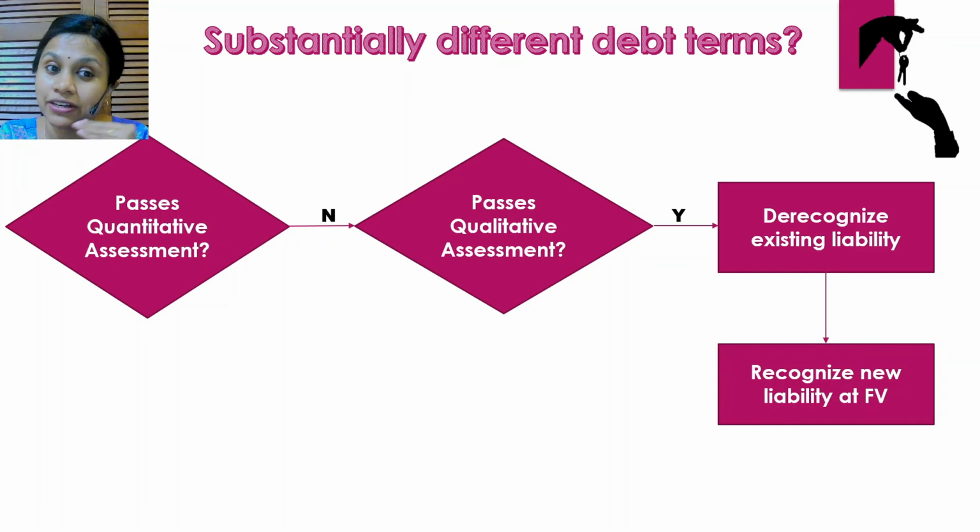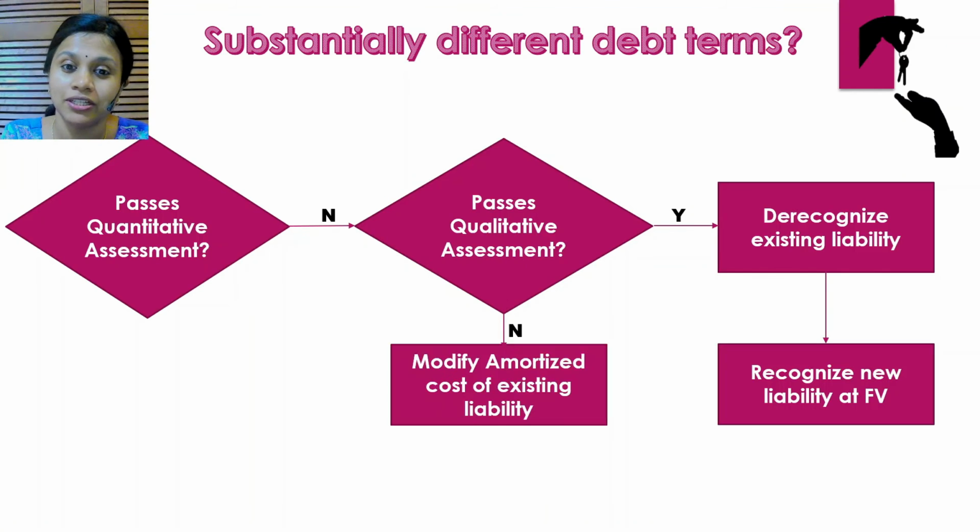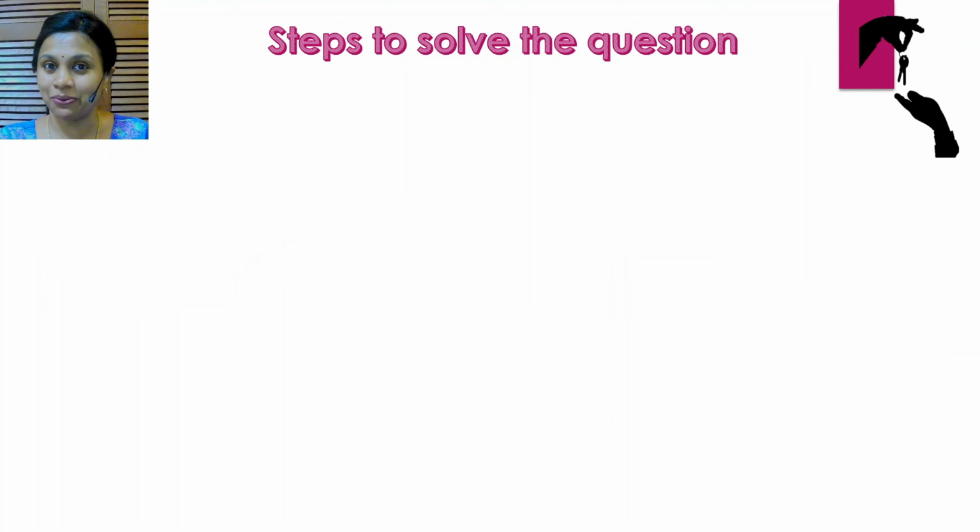Now, let us say it fails both the quantitative assessment and the qualitative assessment. Then we do not need to derecognize the existing liability. What we need to do is modify the amortized cost to include all the minor changes in the terms. Okay, so we have covered all the relevant topics that you need to know. Armed with all this understanding, let us go and try and solve the question.